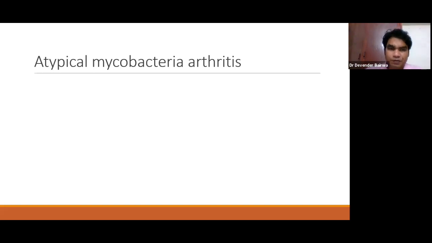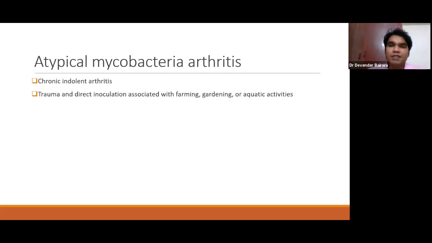mycobacteria goes for the soft tissue. Maybe atypical mycobacteria is not as strong that it can dissolve bones, that could be the reason. But mostly they present with soft tissue infection, though chronic indolent arthritis has been reported with them. Generally, in case of atypical mycobacteria, there will be a history of some trauma or some direct inoculation, like somebody doing farming, gardening, or aquatic activities. As we know, all these atypical mycobacteria are present in the environment, so that's how they can get entry into the joint.